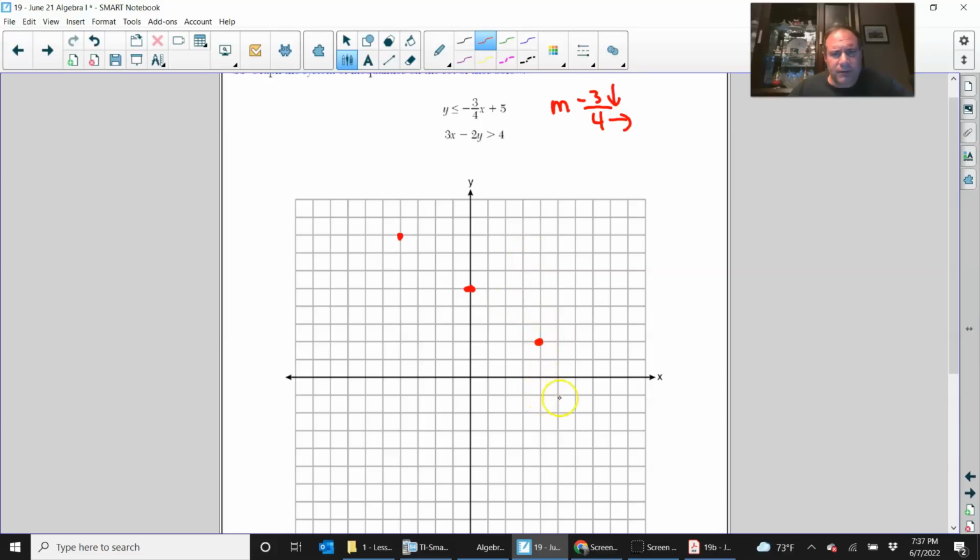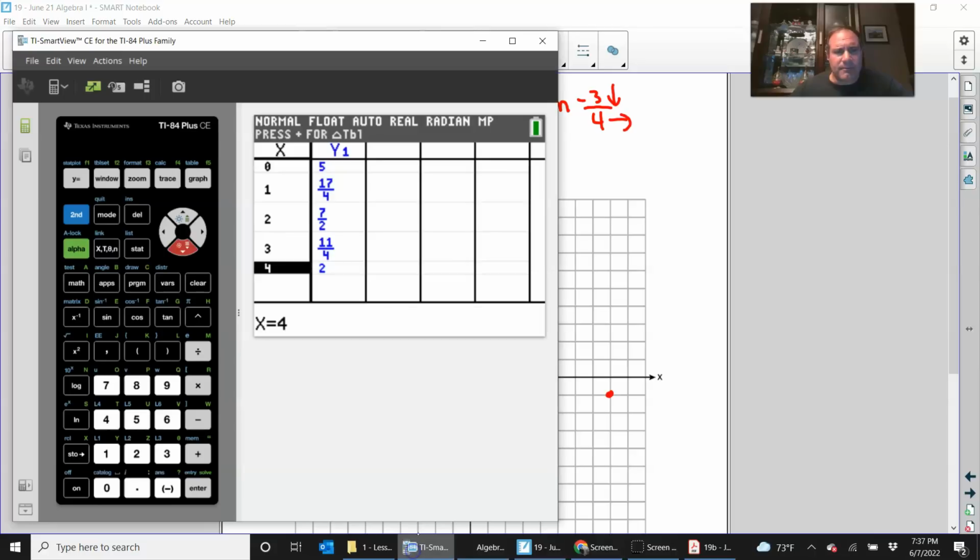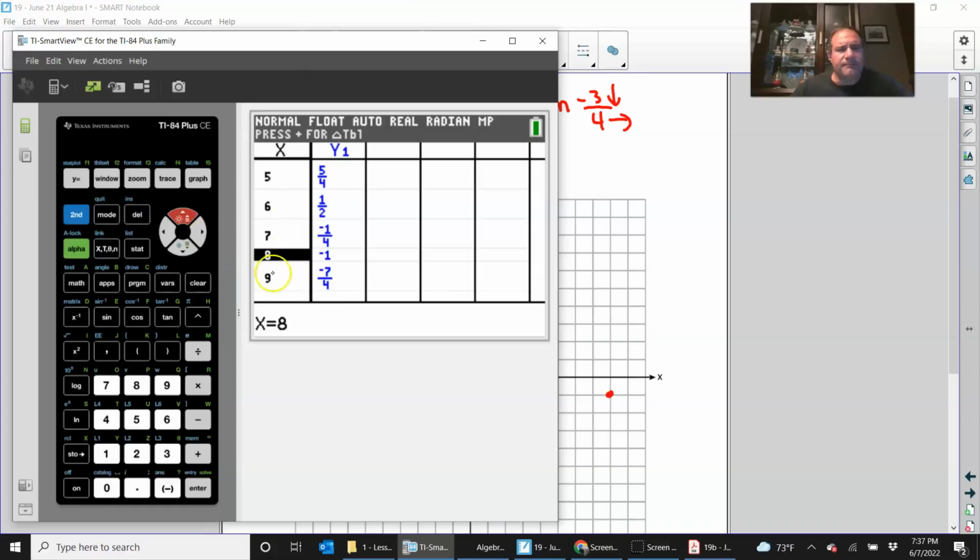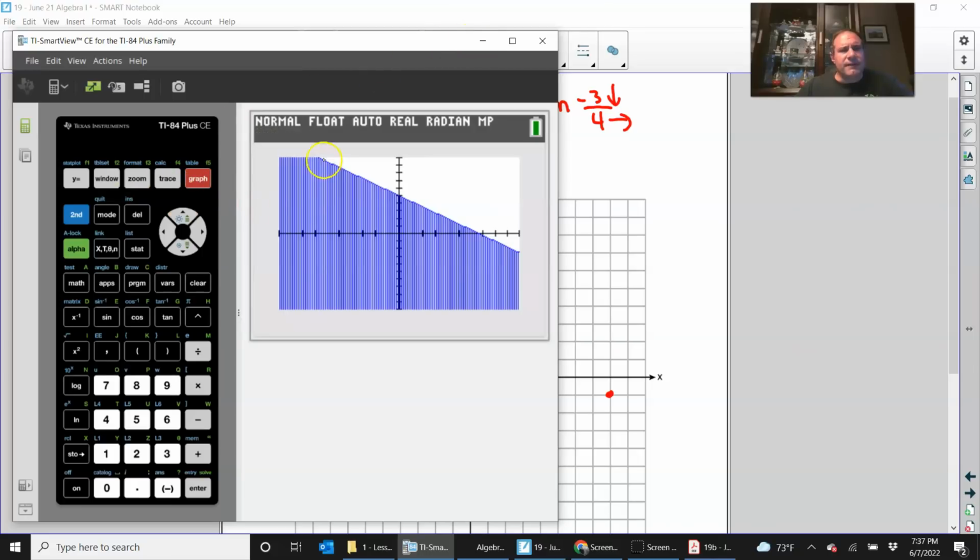So 1, 2, 3, 1, 2, 3, 4. And that is my next point. So that should be 8, negative 1. And on my calculator, if I go down to 8 here on the x side of the table, you see that negative 1. We're good. So now I'm going to go back to the graph and realize that this is shaded down.